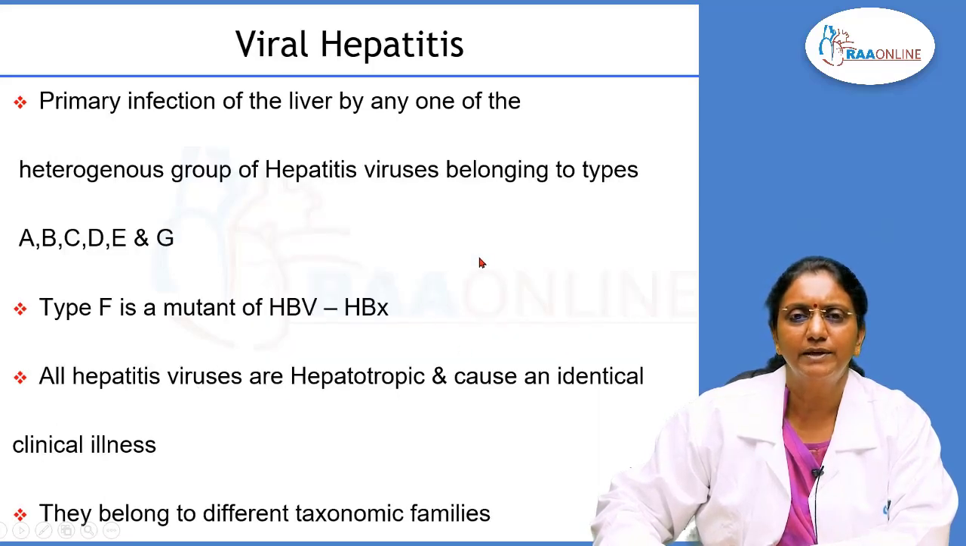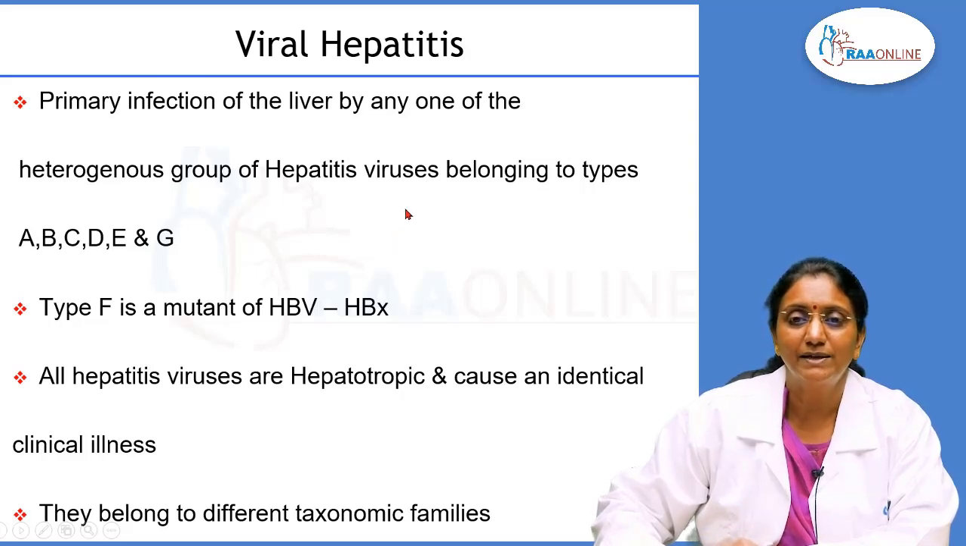So you have infectious and non-infectious causes for hepatitis. And today we will be talking mainly about viral hepatitis. When you say viral hepatitis, it is primary infection of the liver by any one of the heterogeneous group of hepatotropic viruses. Hepatotropic viruses means they have an affinity for the liver, they prefer to cause infection in the liver. And primary infection means the first infection occurs in the liver only, it is not spreading from some other part of the body. So primarily the liver is the main target.